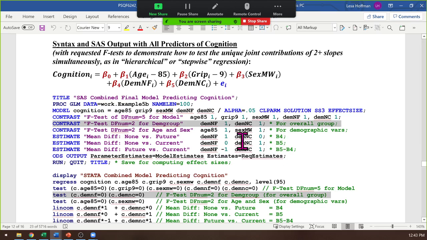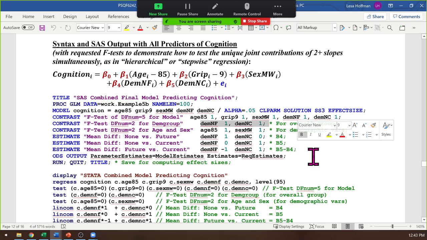And so I'm lumping those 2 dummy codes together to create an overall test of whether group as that single predictor matters. So that's another use of contrast: to come up with a joint F-test of the 2 contrasts that work together to delineate the 3 group means. And the same thing is down here.